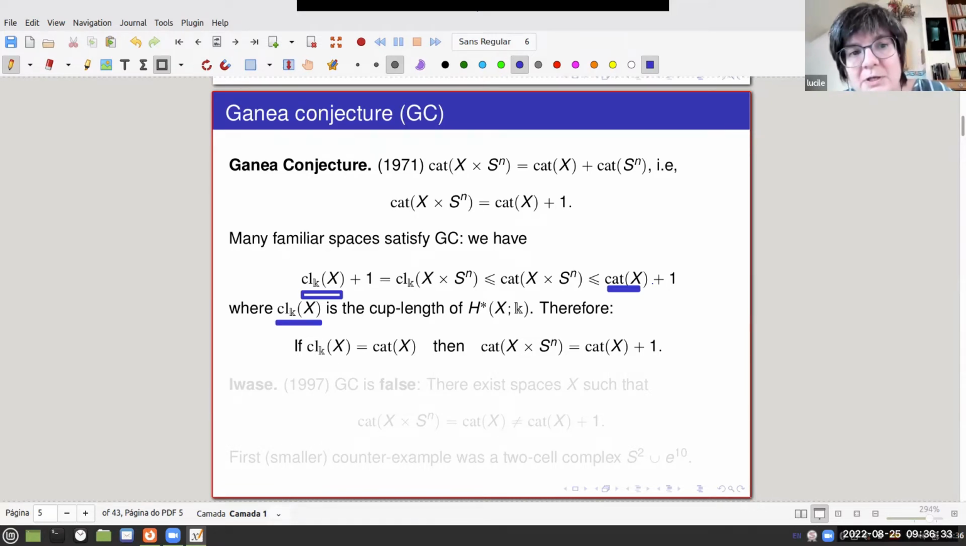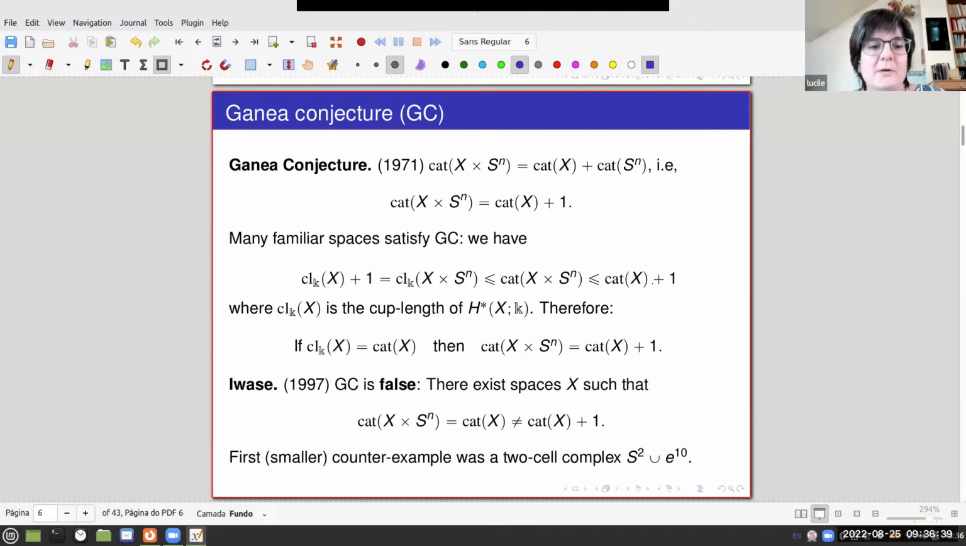Okay, so any space whose category is equal to the cup length satisfies the Ganea conjecture. But this has been a long-standing conjecture, and as is well known, it has been disproved by Iwase, who proved that there exist some spaces for which the category of the product X cross S^n is exactly the category of X, and thus different from the category of X plus one. In the first paper, there was a family of counterexamples, which are two-cell complexes, and the smallest one in dimension was of this form, S^2 union a cell of dimension 10. And after the work of Iwase, there were more counterexamples constructed by Iwase, and also by Don Stanley.